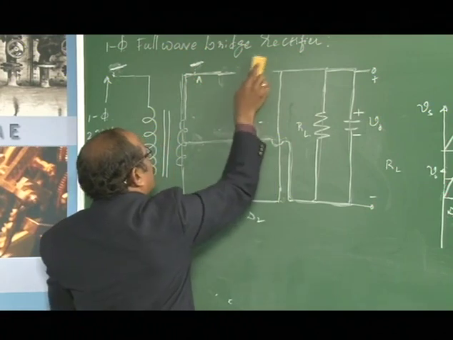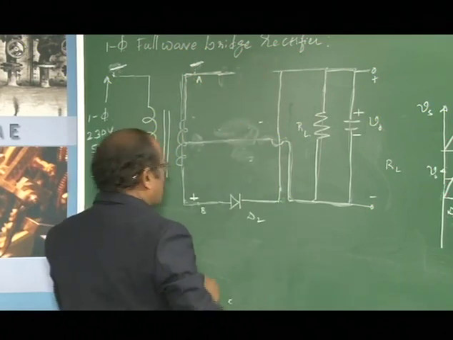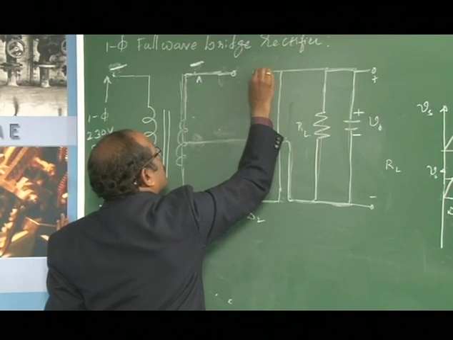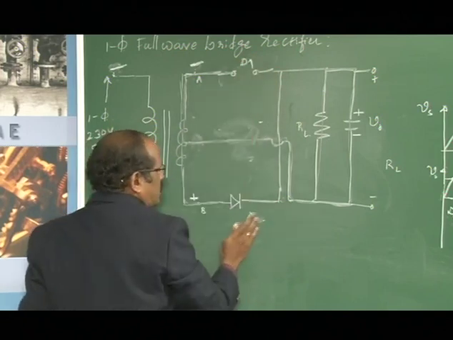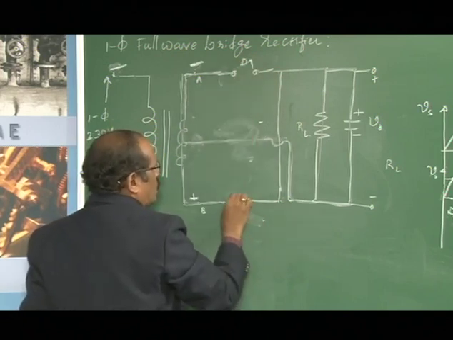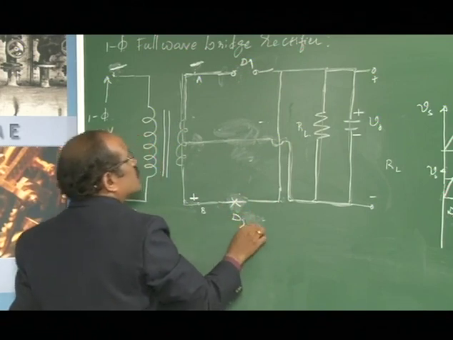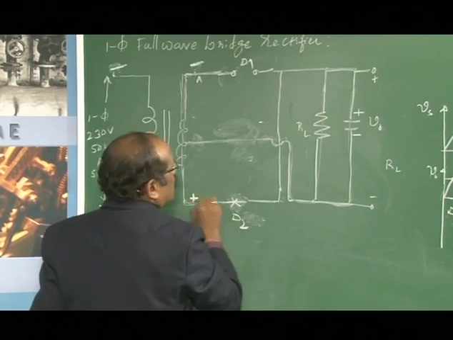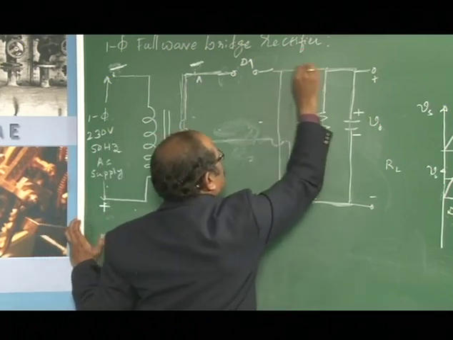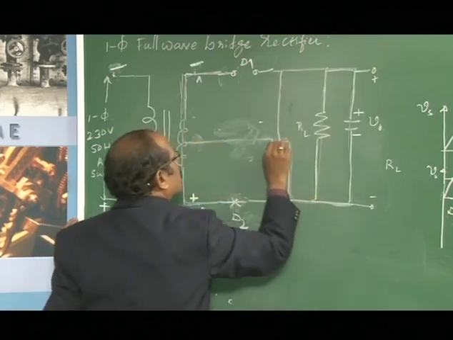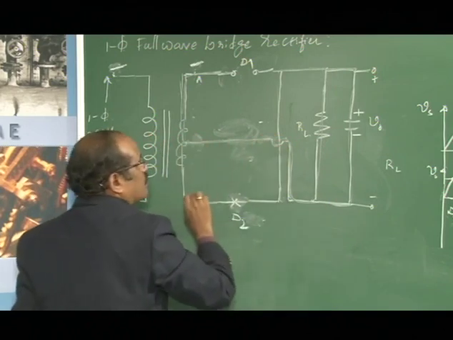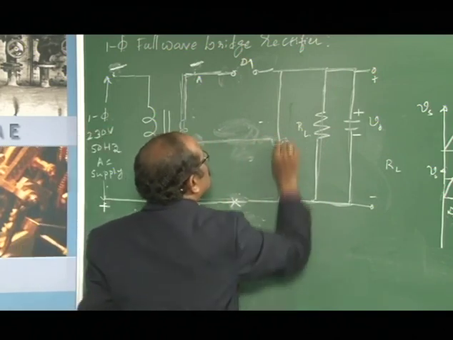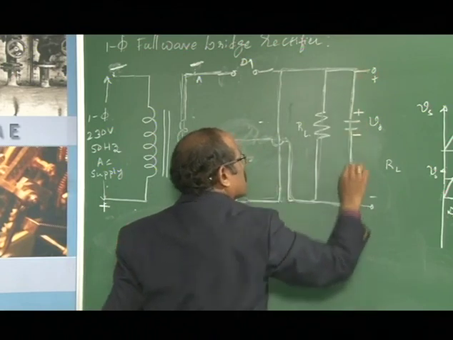Accordingly, diode D1 acts as an open circuit, whereas diode D2 acts as a closed switch. So how does the current flow now? It flows from terminal B through the resistance. This is one path of the current, and this is the other.